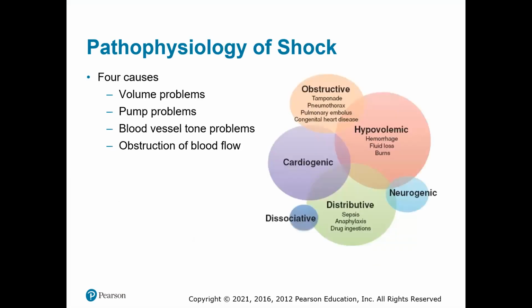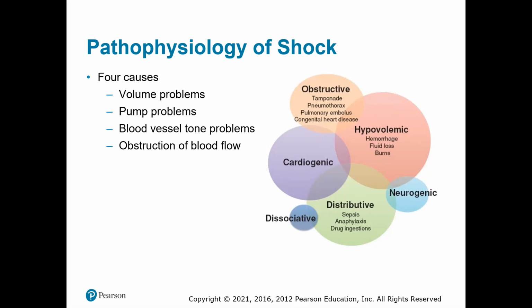So pathophysiology of shock, 4 causes of shock. It could be a volume problem where you've got a volume compromise, a pumping problem, blood vessel tone problems, or something is obstructed. So you've seen this diagram before in earlier chapters. So kind of just reviewing the different types of shock. I like how this diagram kind of encircles it like that.